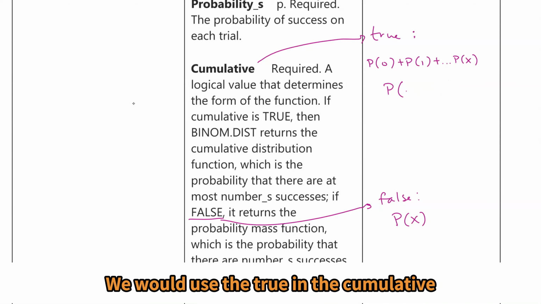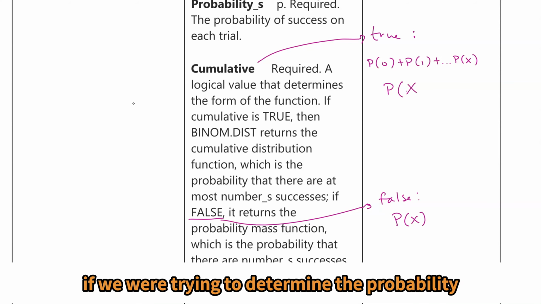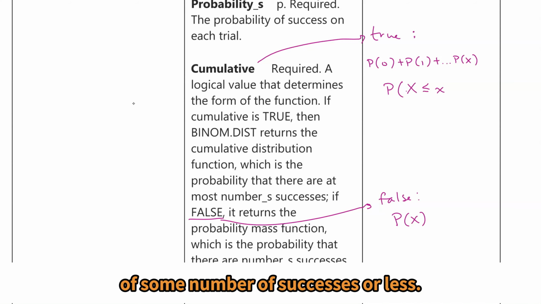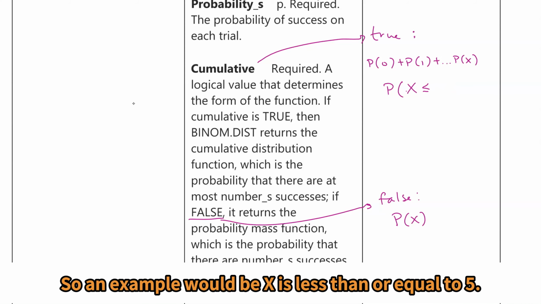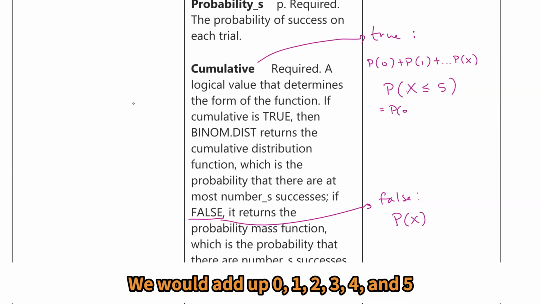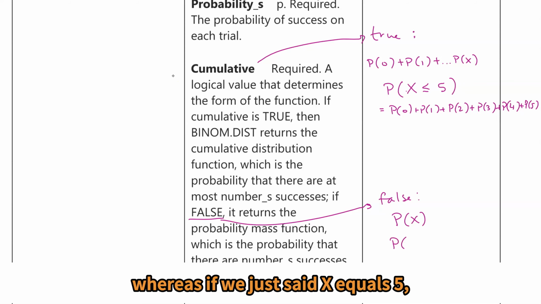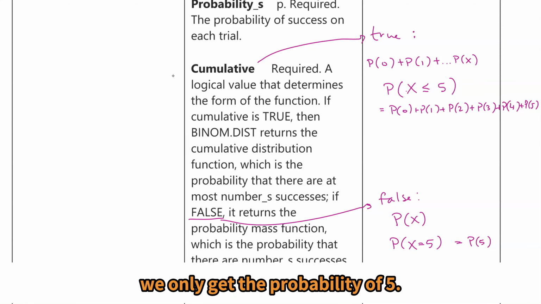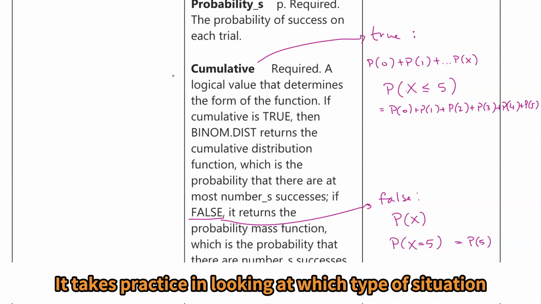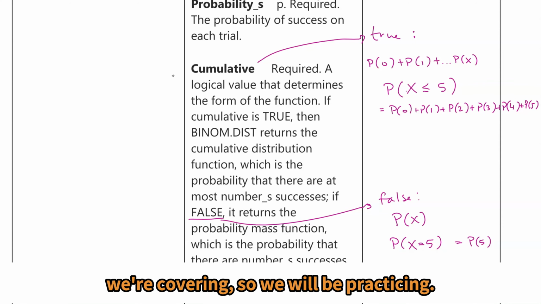We would use the true in the cumulative if we were trying to determine the probability of some number of successes or less. So an example would be X is less than or equal to 5. We would add up 0, 1, 2, 3, 4, and 5 to get that probability. Whereas if we just said X equals 5, we only get the probability of 5. It takes practice in looking at which type of situation we're covering.